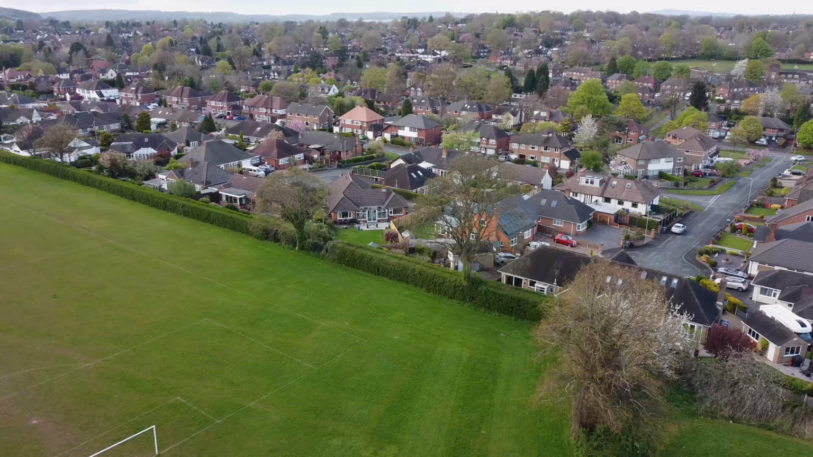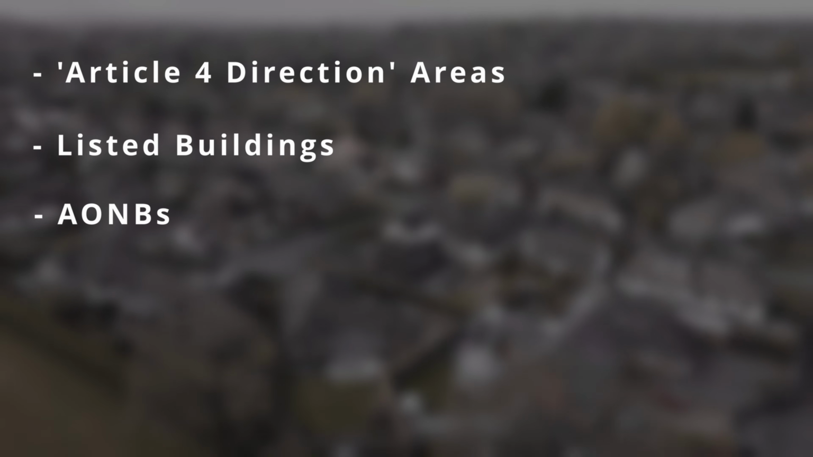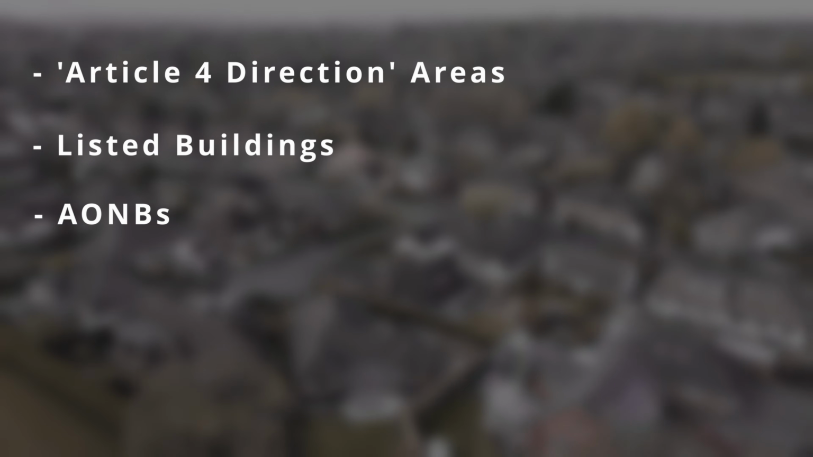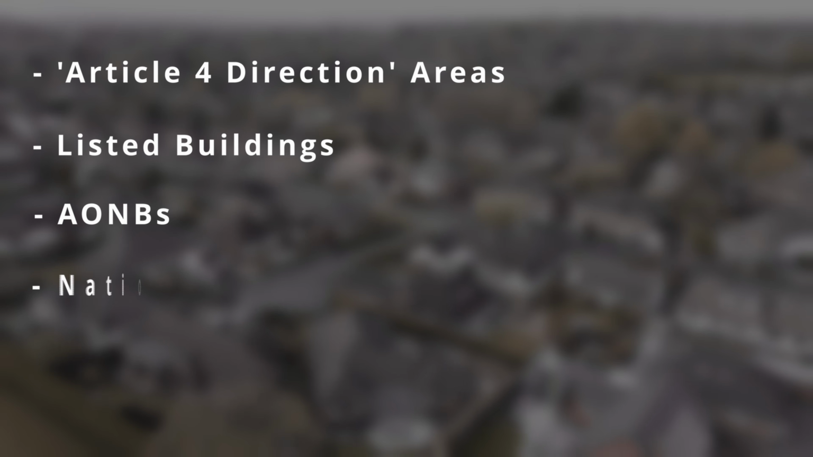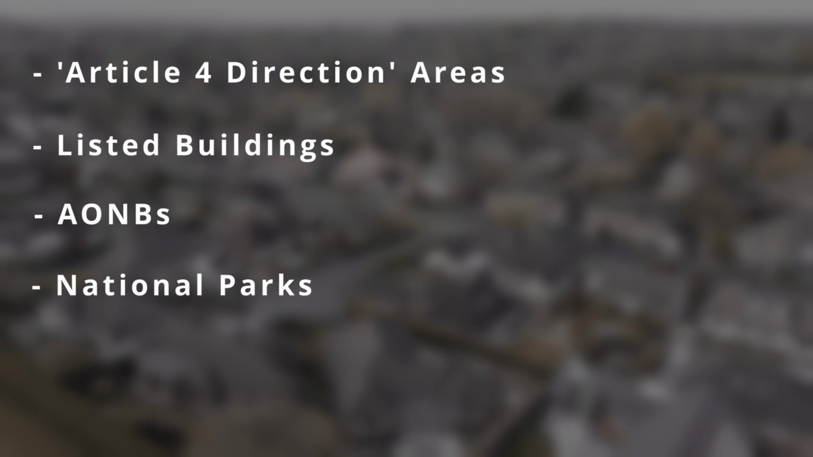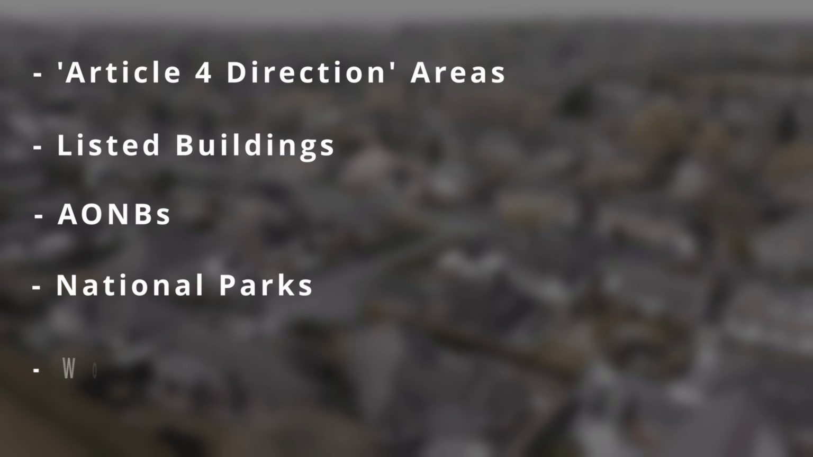Most homes in the UK have permitted development rights, but there are some instances where your property may not have these. These are Article 4 direction areas. These are areas where the local authority have put in planning controls to protect the character of an area, and an example of this would be a conservation area. Listed buildings. Buildings in areas of outstanding natural beauty. Buildings in national parks. Buildings in World Heritage Sites.